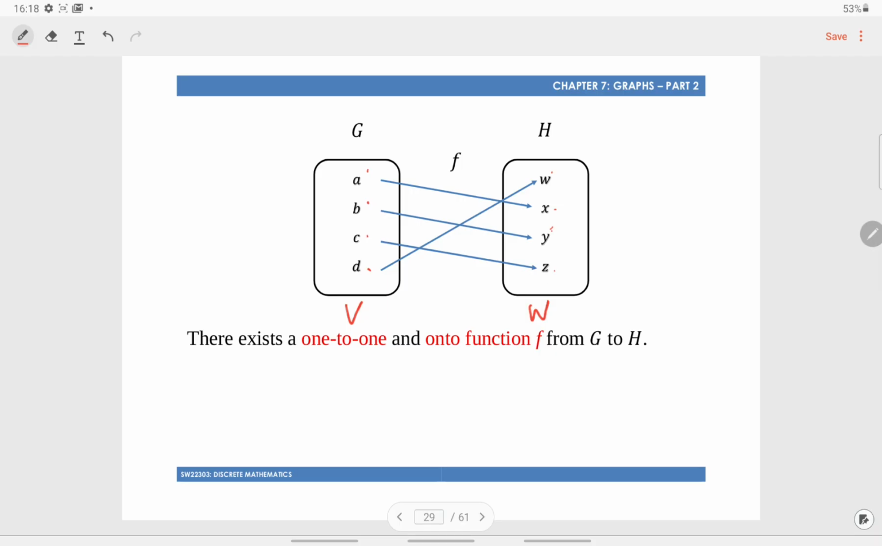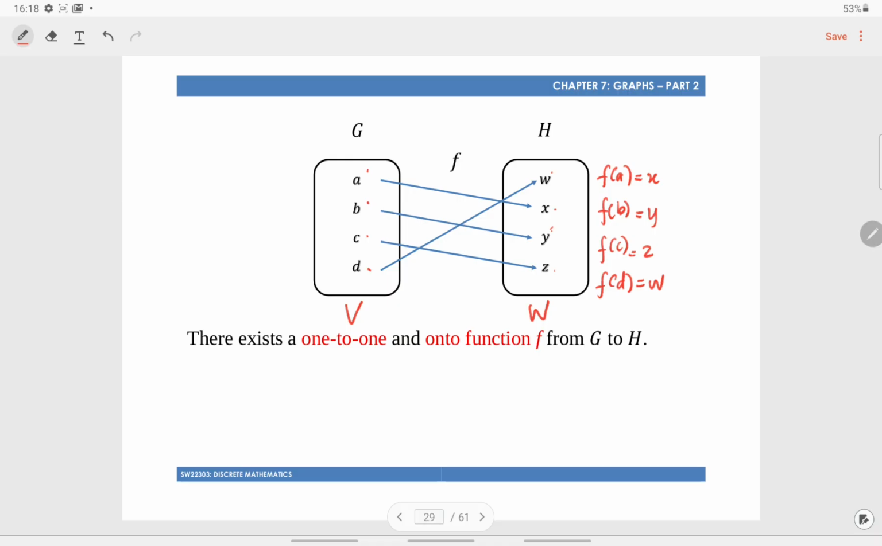So from here we have f(A) equal to X, f(B) equal to Y, f(C) equal to Z, and f(D) equal to W.